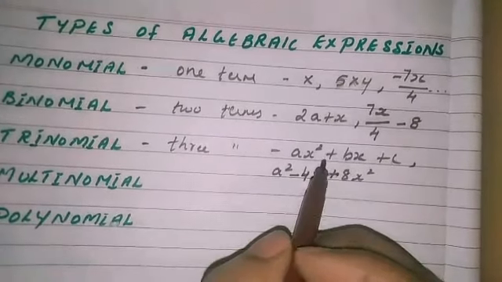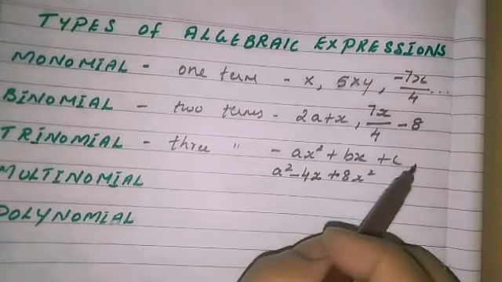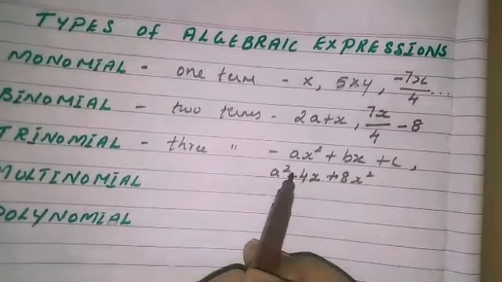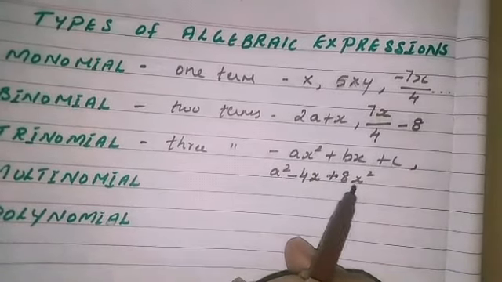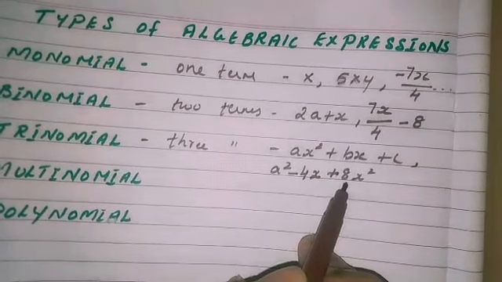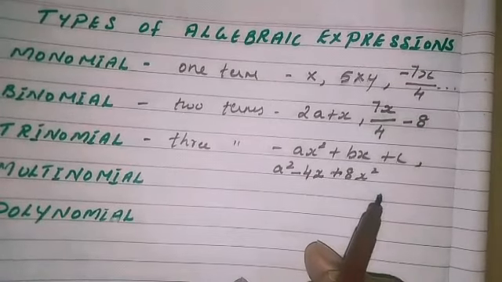If you check out here, we have three terms. ax square is one term, then bx, and c, and these are all separated by plus or minus signs. So in a square minus 4x plus 8x square, this is one term, this is another term, and this is a third term, and each term is separated by the plus and minus signs.